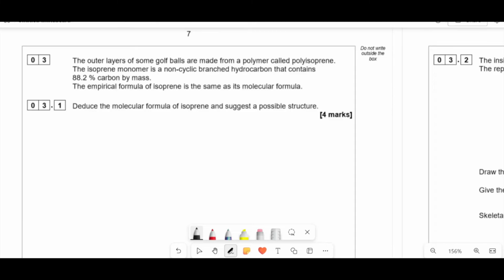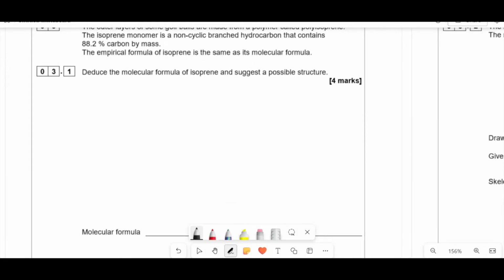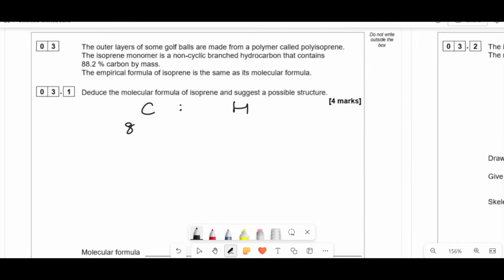So the outer layers of some golf balls are made from a polymer called polyisoprene. The isoprene monomer is a non-cyclic branched hydrocarbon, and it contains this much carbon by mass, and it says the empirical formula is the same as its molecular formula. Deduce the molecular formula. So it's told you it's a hydrocarbon, meaning you're only going to have C and H in it. They've told you there's 88.2% carbon, so the other 11.8% should add up to 100, right? So it's going to be that.